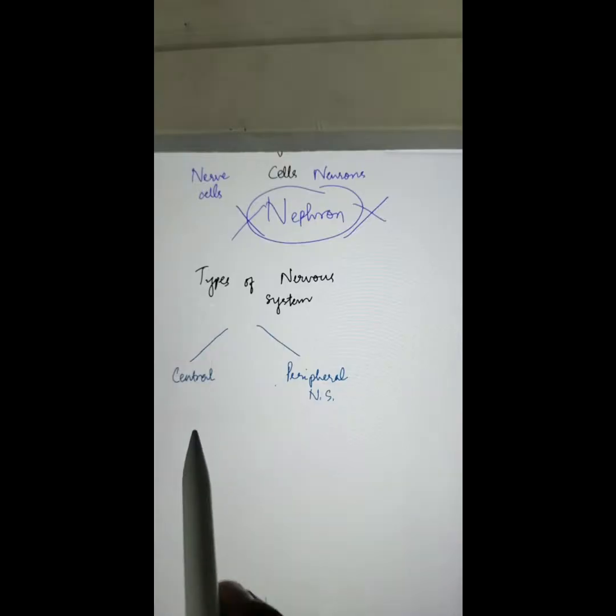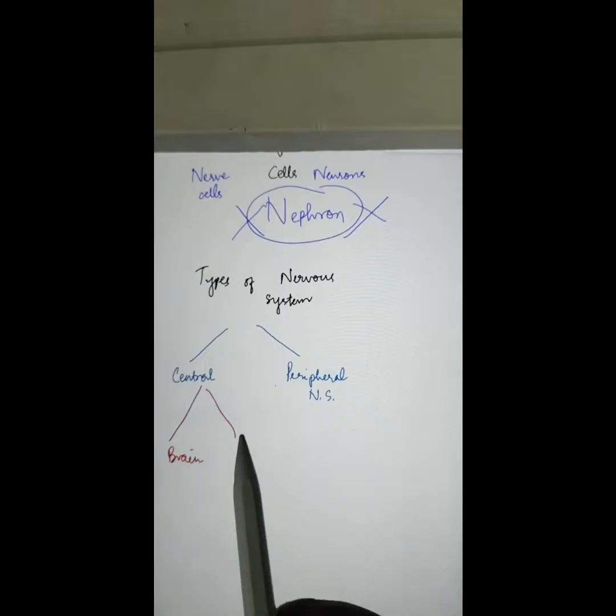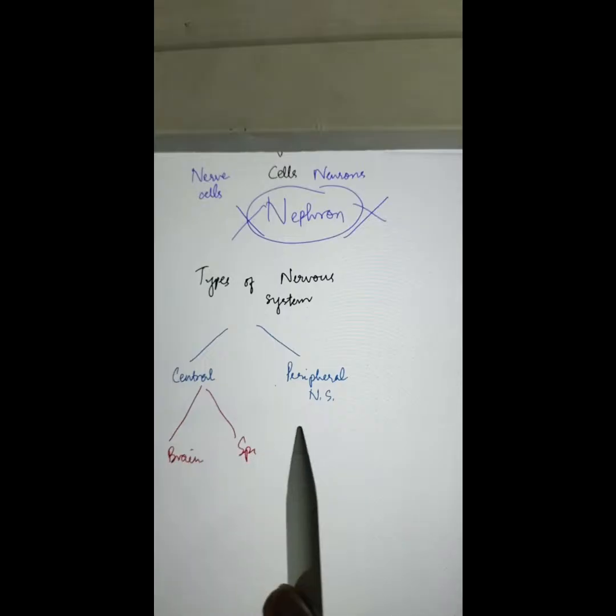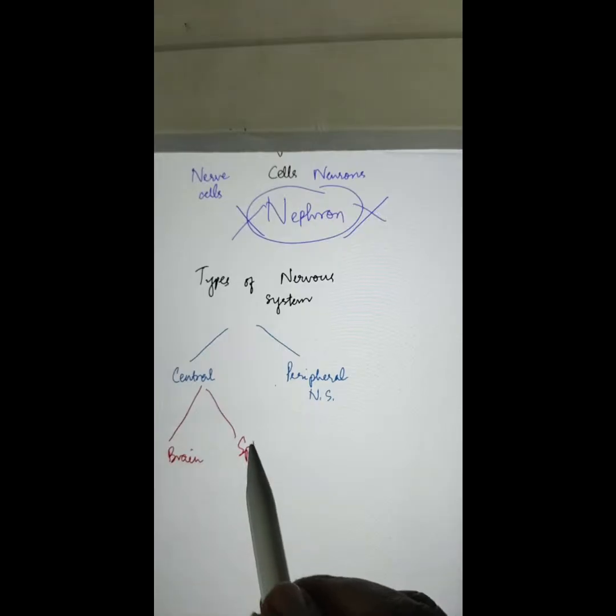Now this central nervous system is further divided into two parts. One is the brain and the other is the spinal cord.